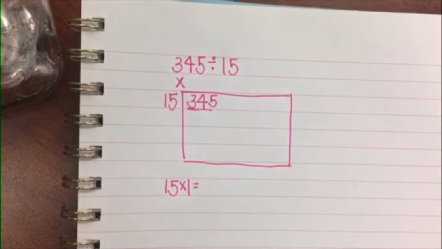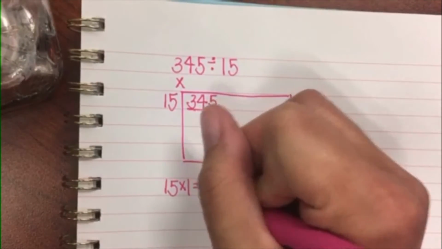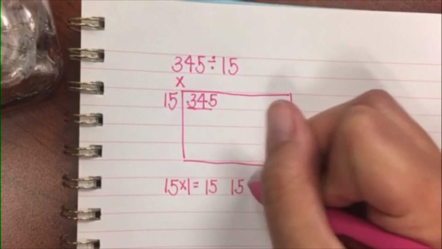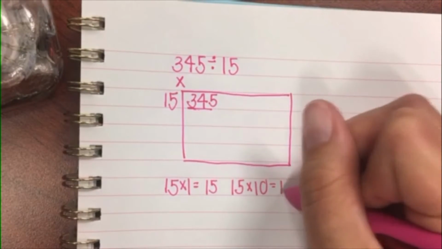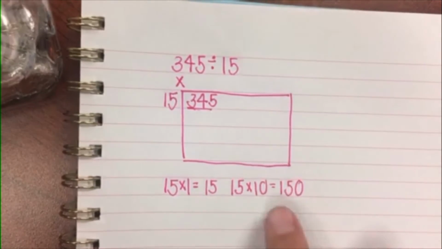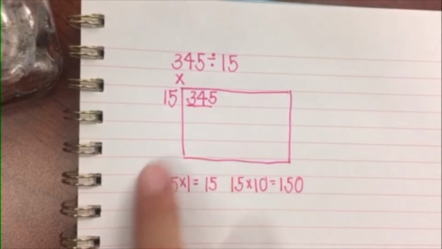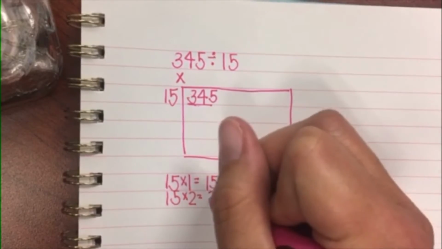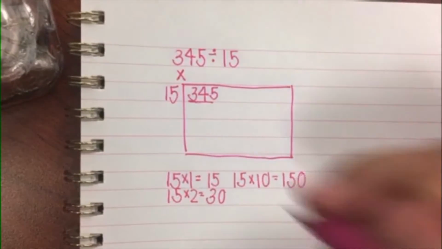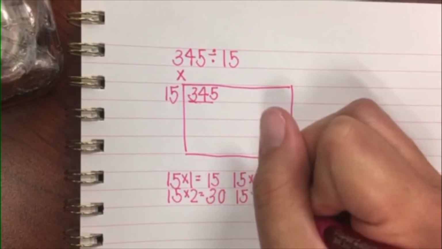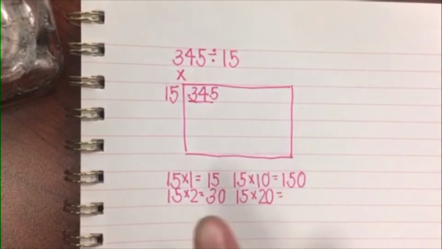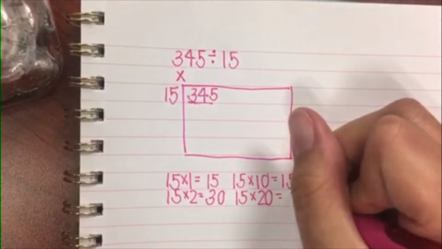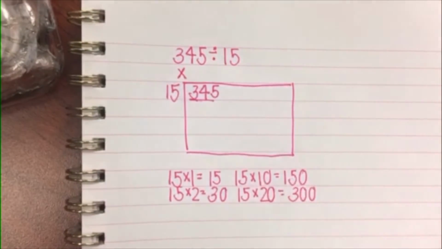Well, if I did 15 times 1, that's 15. But I know that this number needs to end in a 0, so I'm going to multiply 15 times 10, and that gives me 150. Well, this is still too small. It doesn't get me close enough, so I'm going to move on. Let's do 15 times 2. I know that 15 times 2 is 30, and to put me into an area where I could finish up at that hundreds place, I need to do 15 times 20, which gives me 300.